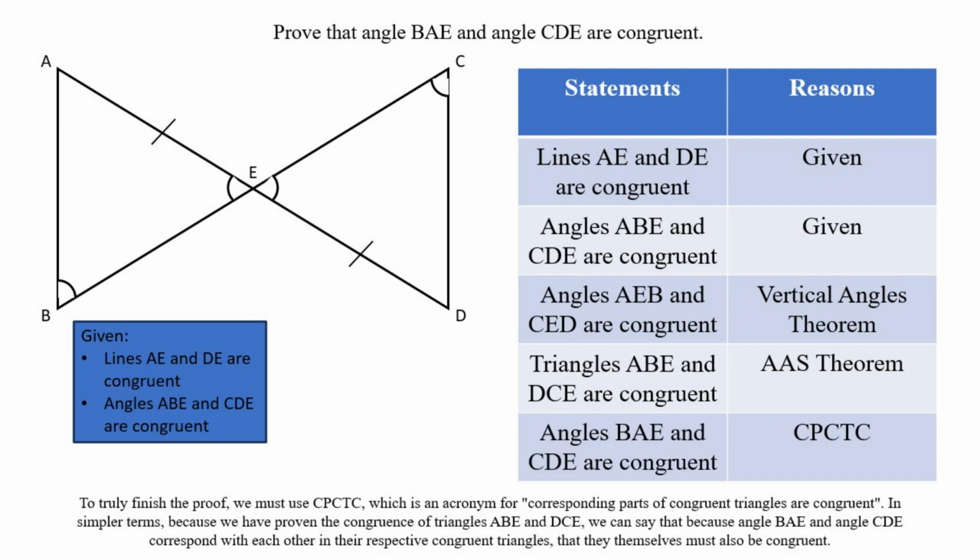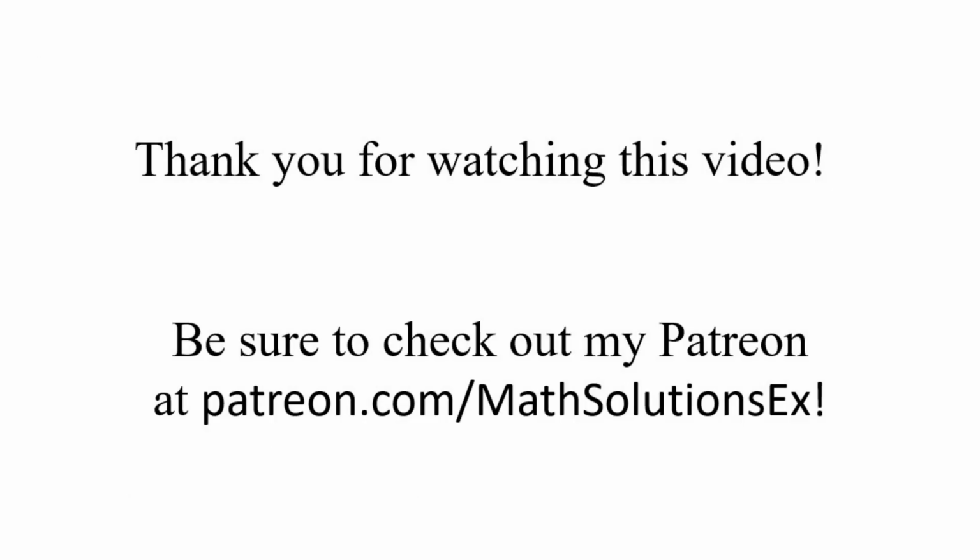To truly finish the proof, we must use CPCTC, which is an acronym for corresponding parts of congruent triangles are congruent. In simpler terms, because we have proven the congruence of triangles ABE and DCE, we can say that because angle BAE and angle CDE correspond with each other in their respective congruent triangles, that they themselves must also be congruent.